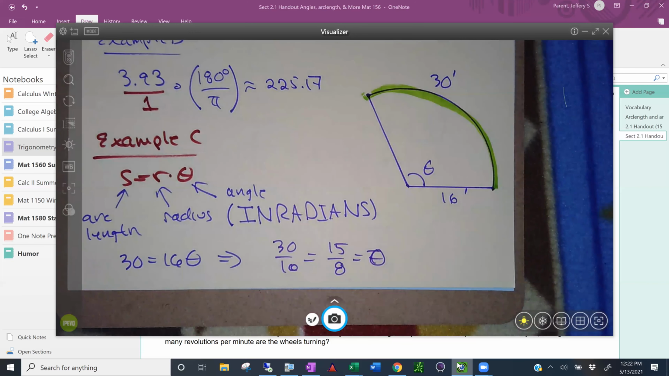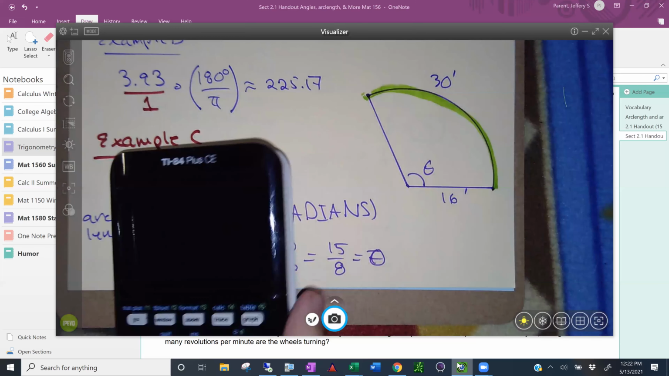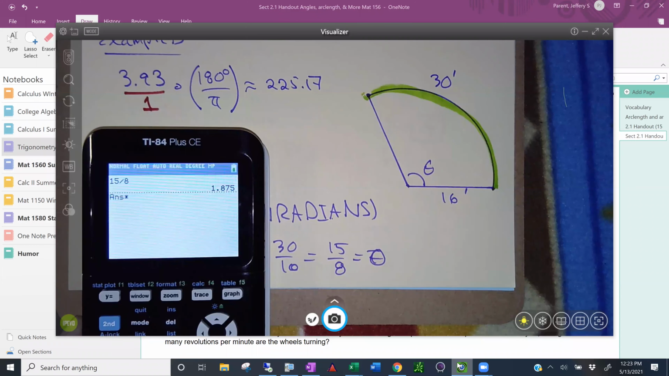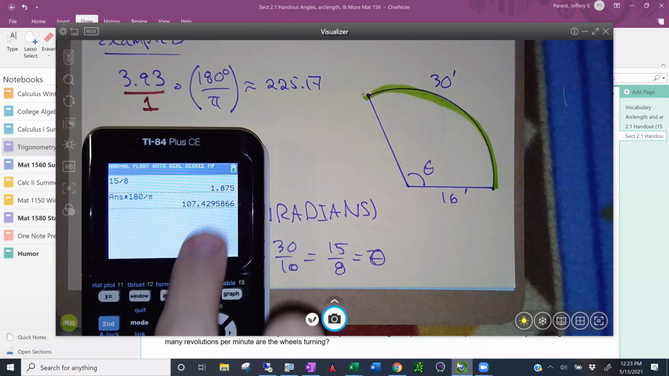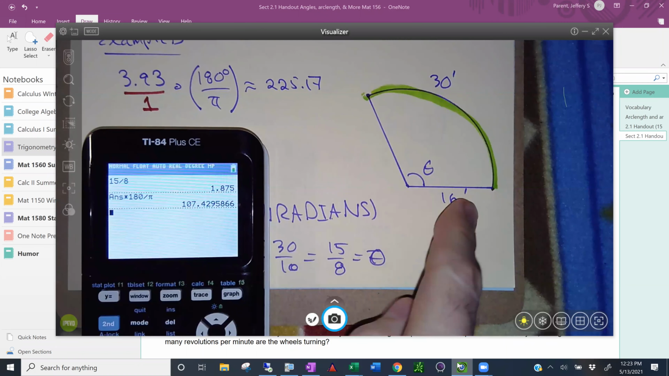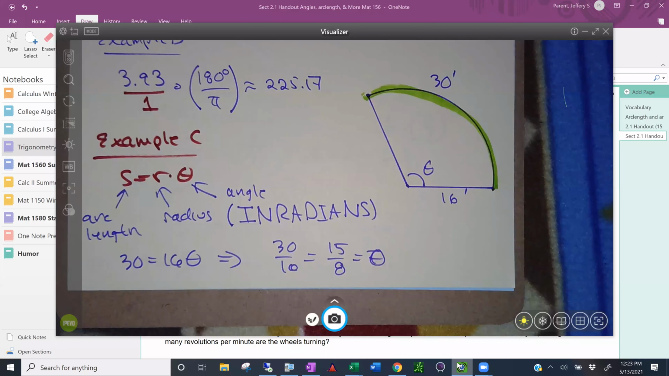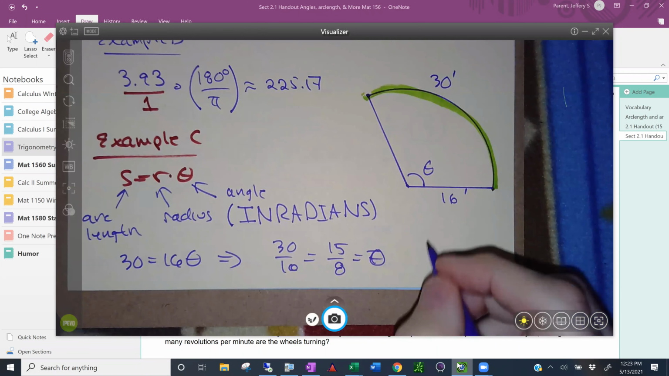Now, if you needed to, you could convert this to degrees. You'd simply multiply that by 180 over pi. So 15 divided by 8 gives me that. Hit the times key, times 180 divided by pi. There you go, about 107 degrees, which is exactly down to the nearest thousandth what I drew. LOL. All right.